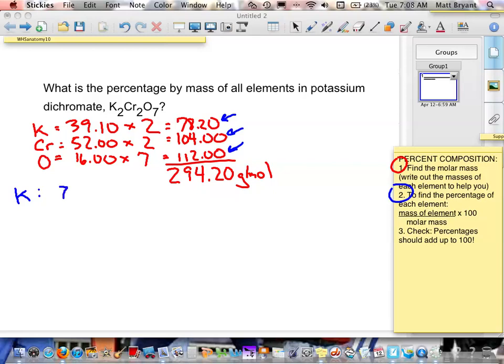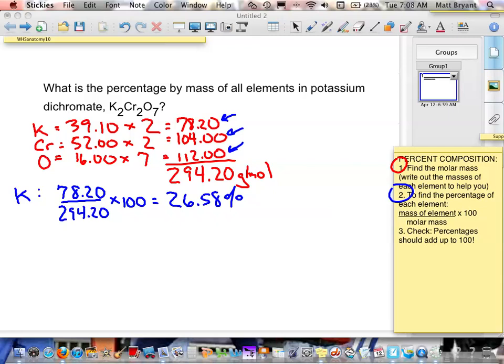So, I'm going to go ahead and calculate potassium first down here in blue. The mass of potassium is 78.20. The molar mass of the compound is 294.20. And since it's a percentage, we're going to multiply by 100. And we get an answer of 26.58%. As a rule, I'm going to have you round those percentages to the nearest hundredth, to 2 decimal places. So that's always a good move here.